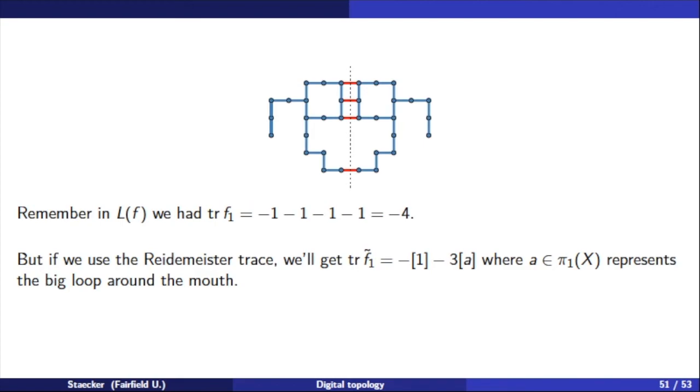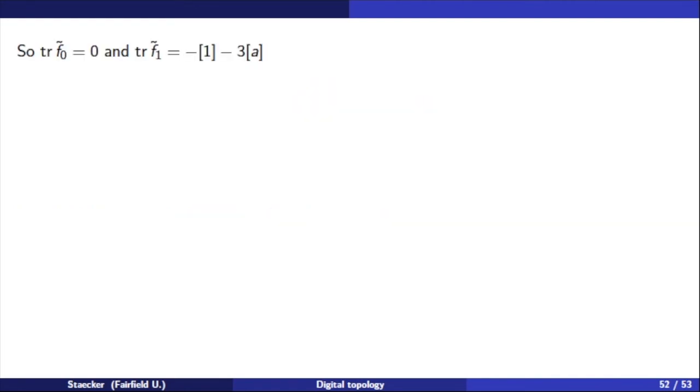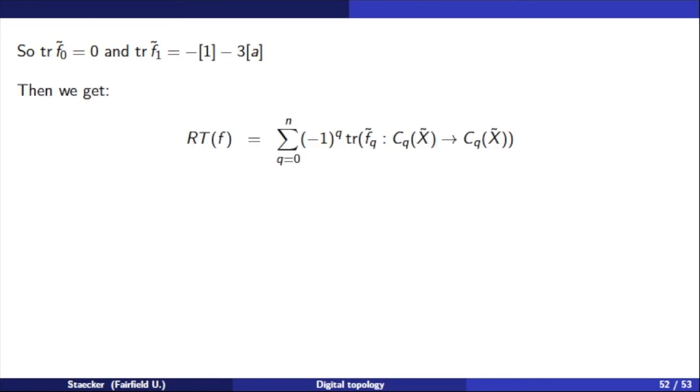All right, this is called the Reidemeister trace, and this can also be computed as a trace of a matrix. We're still going to have the trace 0 in dimension 0, but the other one looks like this weird thing, -1 -3 times A. So when you add up all the traces, you just add these together, just like in the Lefschetz number. What you get is this. You end up with one thing and then 3 of another thing.